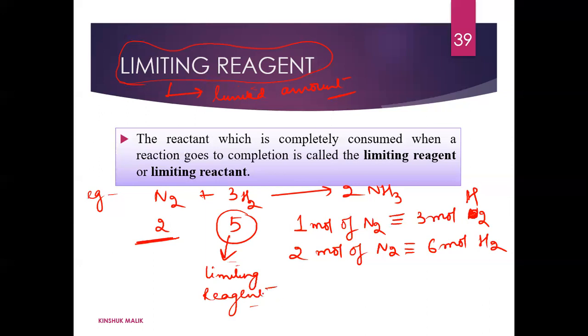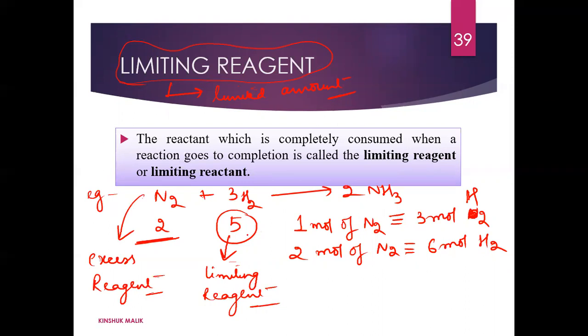Don't think that since nitrogen has fewer moles, nitrogen is the limiting reagent. No. We have to look at the stoichiometry, that what amount is exactly required. Hydrogen is not present in the amount required by the total nitrogen present. Hydrogen is present in a limited amount. So here hydrogen is the limiting reagent and nitrogen is the excess reagent, because nitrogen is present in excess. Hydrogen is the limiting reagent in this particular example.